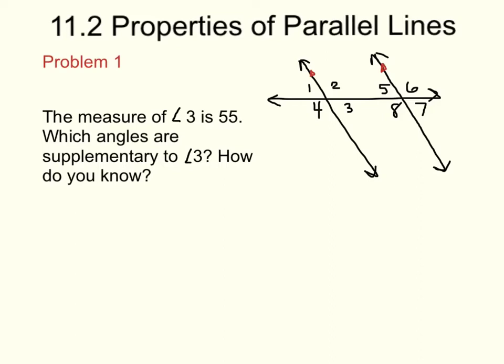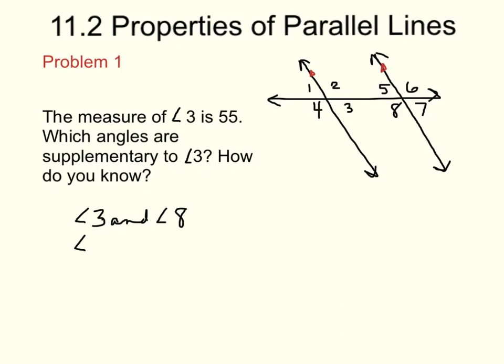Well, you should know that same side interior angles are supplementary. And by the way, notice these two little red triangles, which are drawn much better in the book. But these represent that those two lines are parallel. So we know that since those lines are parallel, angle 3 and angle 8 would be supplementary because they're same side interior.